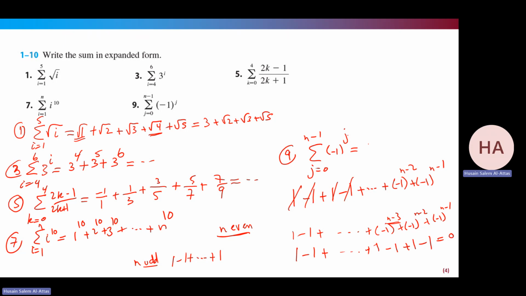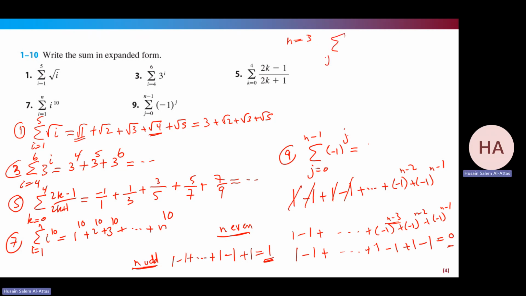Then odd minus 2, that will be odd minus 1. Odd minus 1, that will be positive. So it has plus 1. So the answer is 1 if n is odd. The answer is 1. If n is even, the answer is 0. You can check, take a value. For example, n equals 3, easy.